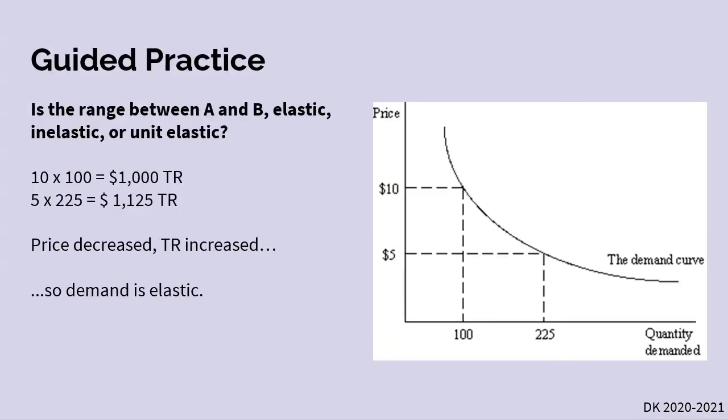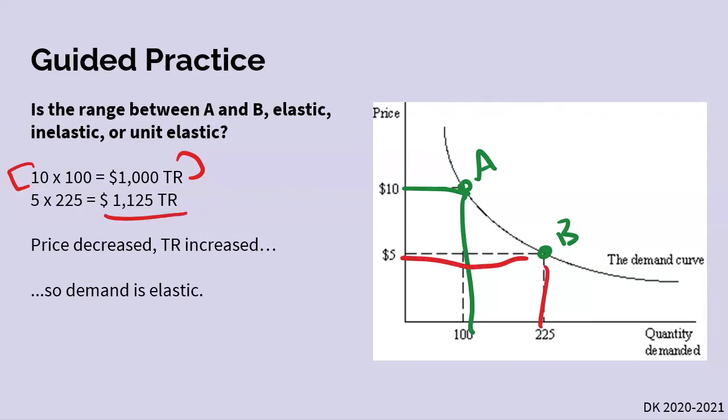And so here there's a guided practice example. It's asking, is the range between A and B elastic, inelastic, or unit elastic? We're going to assume that this is A and this is B. Here we first need to figure out the total revenue. The total revenue for A is 10 times 100, which gets us to 1,000. For B, the total revenue is 5 times 225, which gives us 1,125.